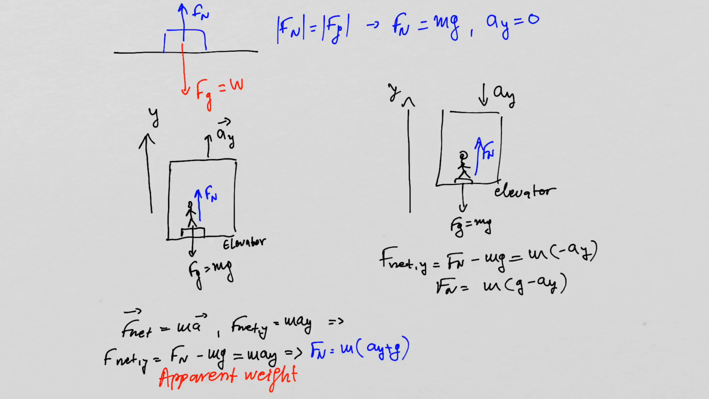So what does that mean? In the first case, when the elevator is going up with acceleration, the reading of the scales will be more than the actual weight of the person. In the second case, when the elevator is going down with acceleration, the reading of the scales will be less than the actual weight of the person. So this also, of course, is known as apparent weight.